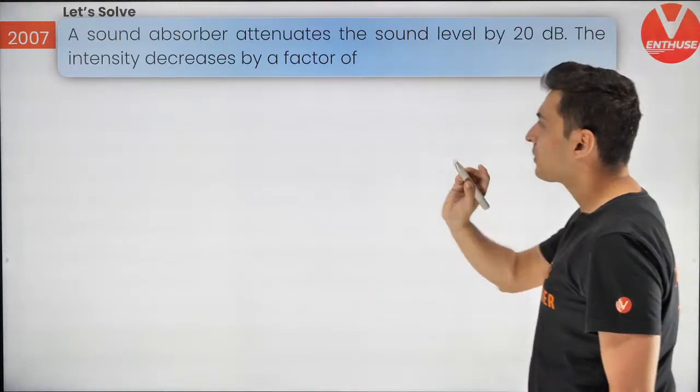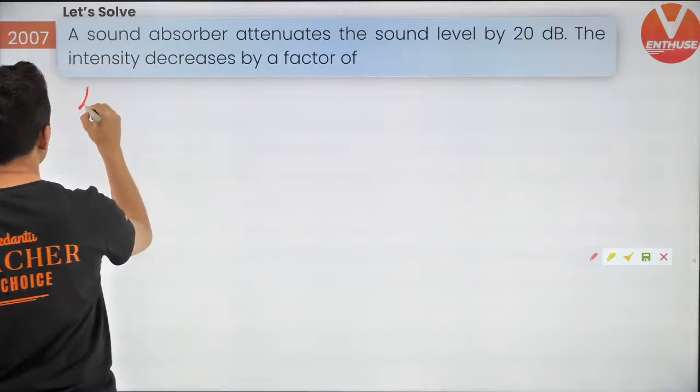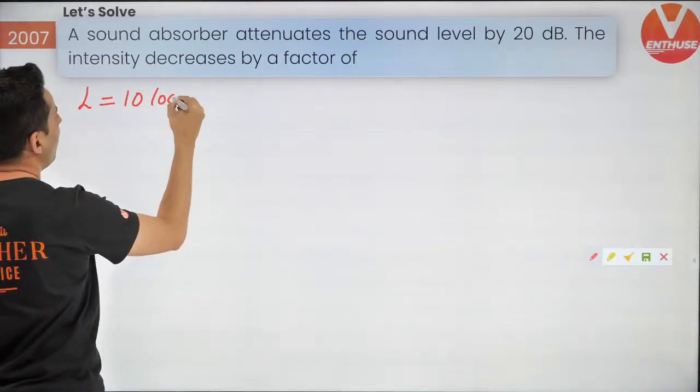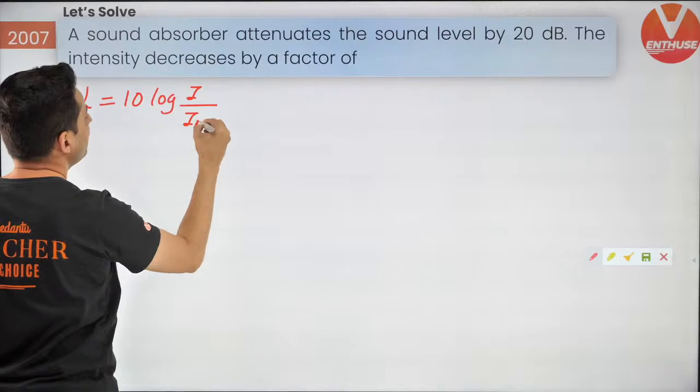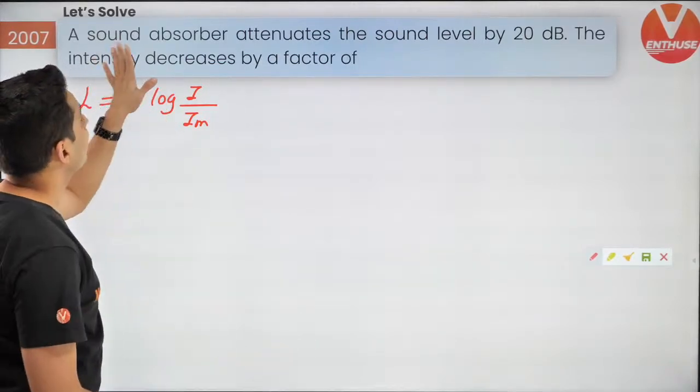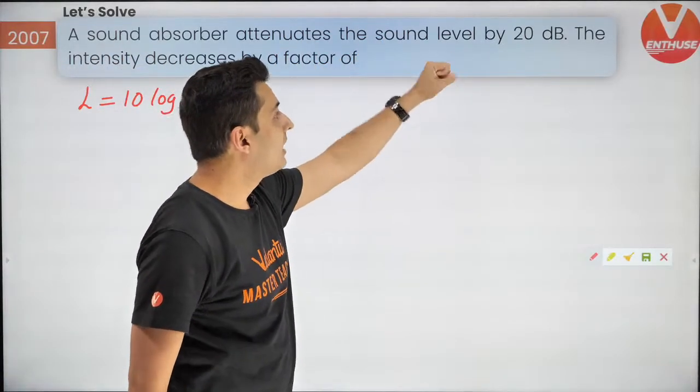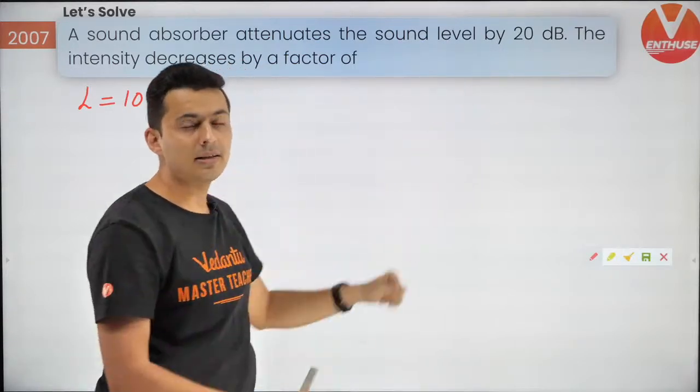Guys, I'll tell you what. Use the formula for loudness. Loudness is 10 log I by I minimum. Isn't that right? Now what is given? The sound gets absorbed and it reduces by 20 decibels.